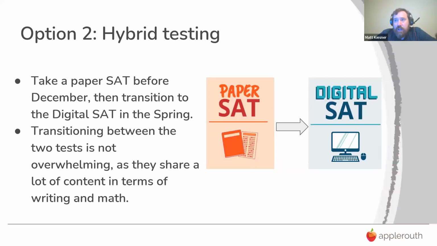There's hybrid. It's okay to switch. The scores are the same. So you could take a paper test and then convert to the digital test in the spring. Here the scores are on the same scale. It's unknown whether schools will superscore paper or digital. That's a choice that the school has to make. So this I think is a try the best of both worlds.